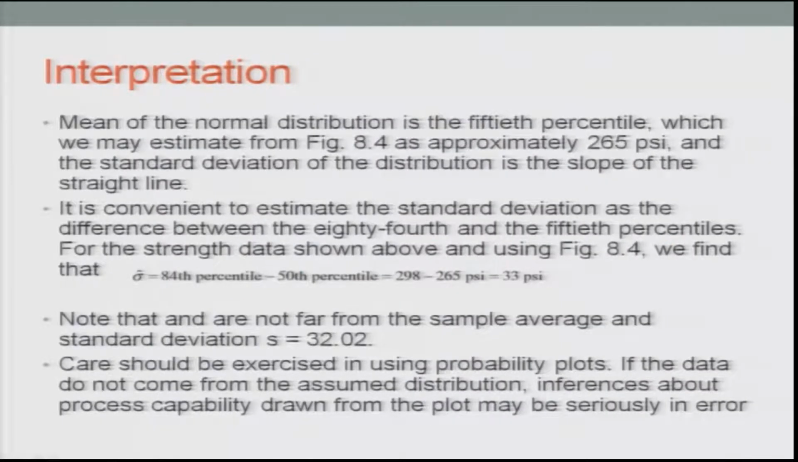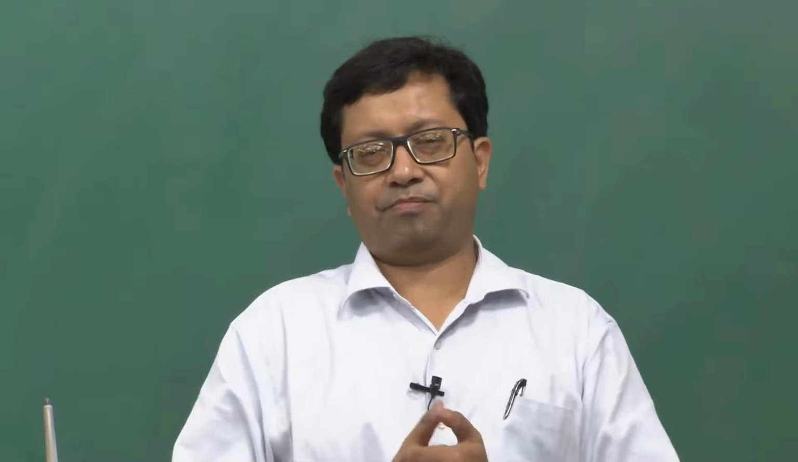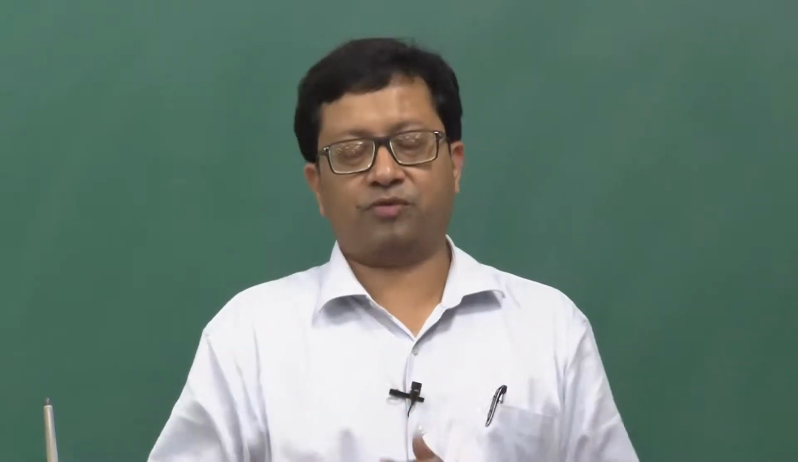So, you want to basically interpret the results. The interpretation of the results would be: the mean of the normal distribution is the 50th percentile, which we will estimate from figure 8.4 as just mentioned. So, basically it will be 265 psi.